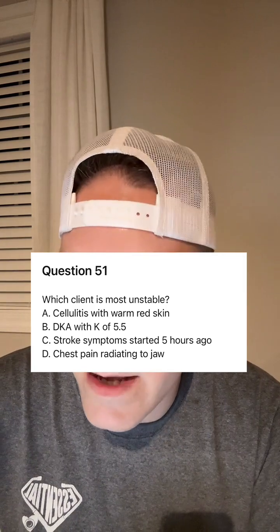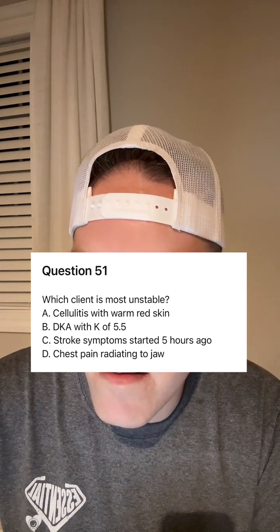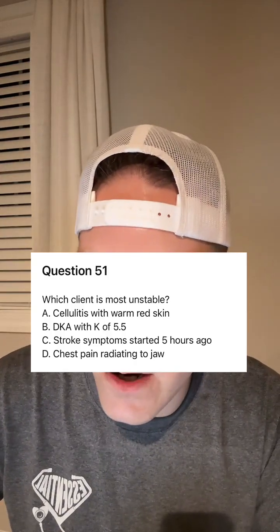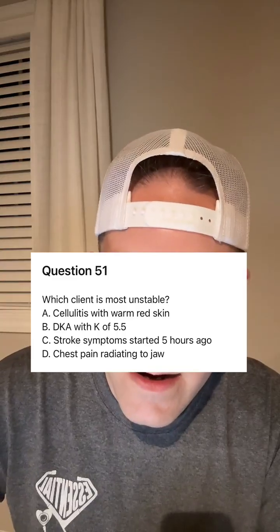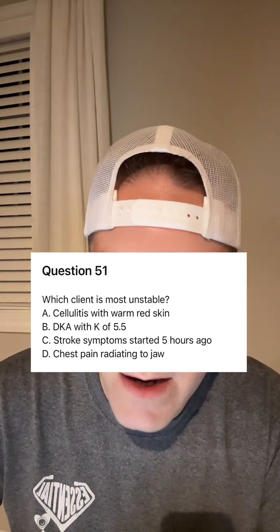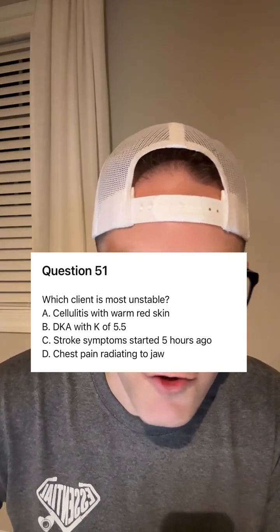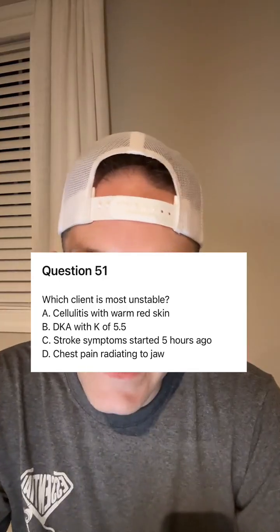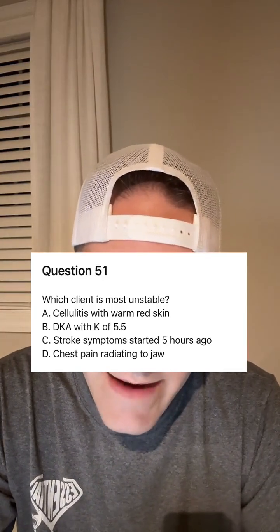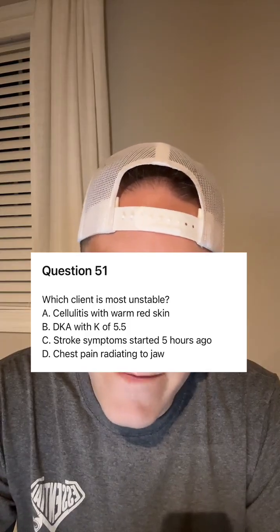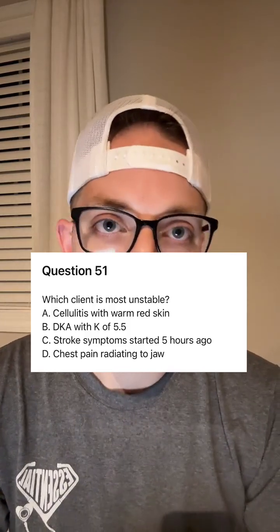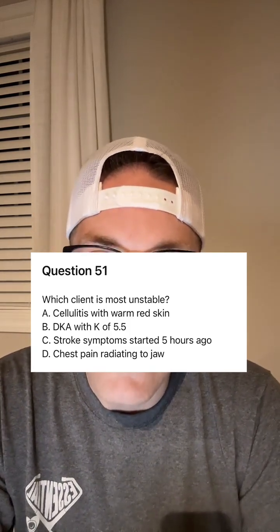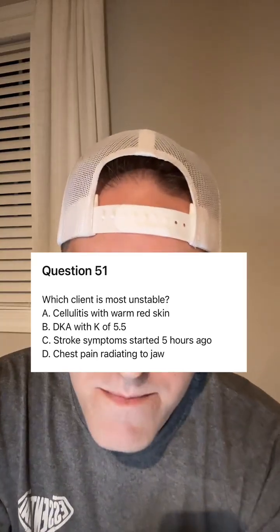All right. Here, guys, the most unstable patient here is going to be D, that chest pain radiating to the jaw. All right. It is a classic sign of heart attack, myocardial infarction, MI, whatever you want to call it. And time to treatment is literally critical in preserving heart muscle. Okay. Cellulitis, no. DKA with potassium of 5, yeah. Stroke symptoms started 5 hours ago. You can't do anything with that. Treatment is basically blocked at 4.5 hours. So chest pain radiating to the jaw.